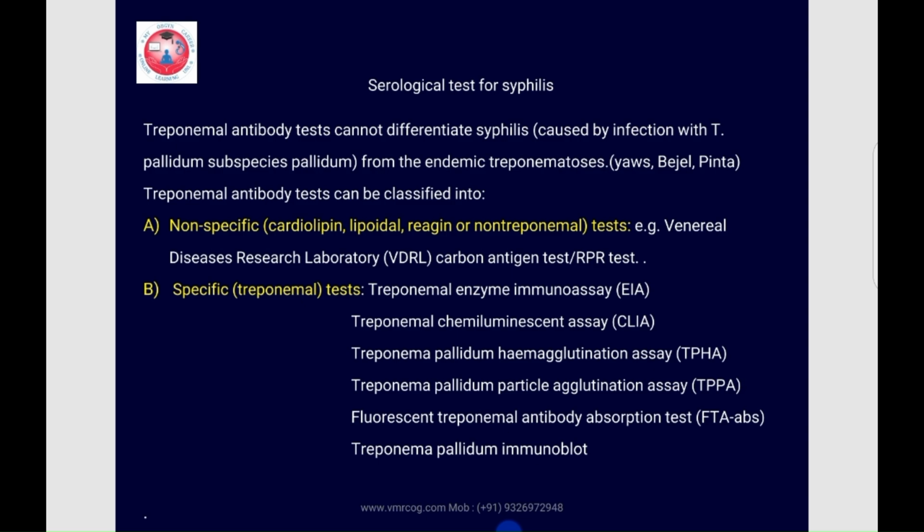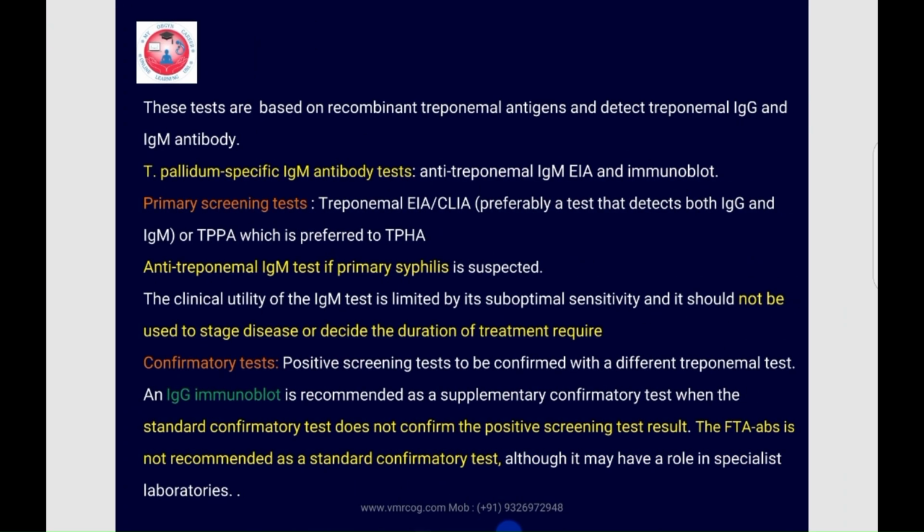Now let us see how these tests are used. These tests are based on recombinant treponemal antigens and detect treponemal IgG and IgM antibody. Treponema pallidum specific IgM antibody tests are anti-treponemal IgM EIA and immunoblot. So these are IgM antibody tests. Now all these serological tests are divided into two: primary screening tests and confirmatory tests. Depending upon their use, these tests are categorized into two: one is a screening test and second is a confirmatory test.